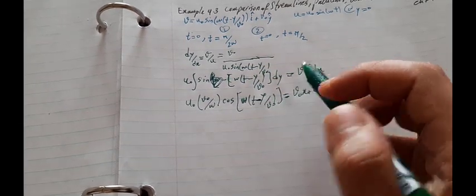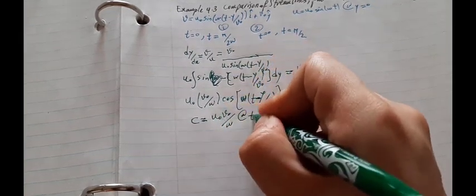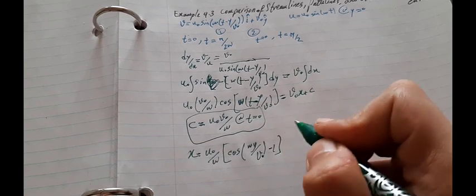Here c is the constant. At t equal to 0, we can have c as u0 v0 over omega, which ends the total equation as x equal to u0 over omega multiplied by cosine of omega y over v0 minus 1.